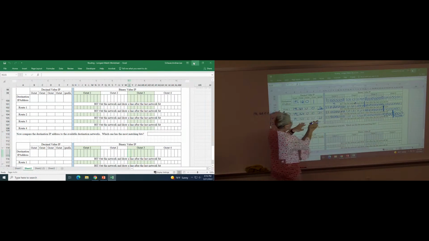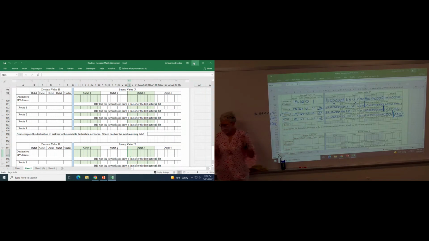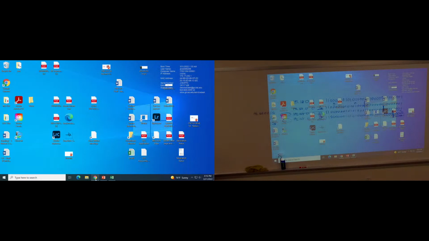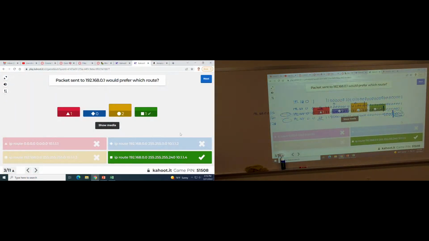Okay, so how many bits match route 3? 28. So now I'm like, okay, well, what's better, to match 24 bits or to match 28 bits? 28 bits. Okay, 28 bits. So that is why this one works, because there are more bits that match up to this destination.